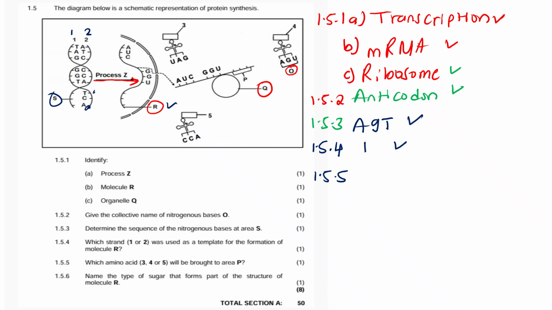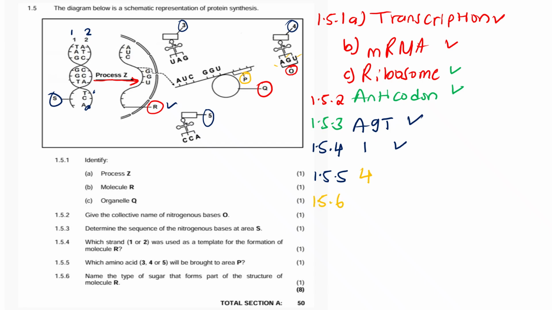1.5.5. Which amino acid, 3, 4, or 5, will be brought to area P? This is our area P, right? So which one is going to be brought to area P? We know that 4 is going to be brought to area P because 4 contains adenine, guanine, and uracil. Very good.